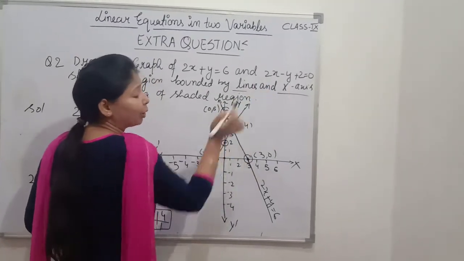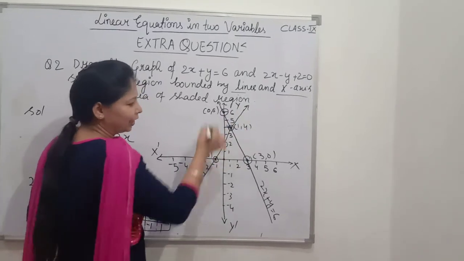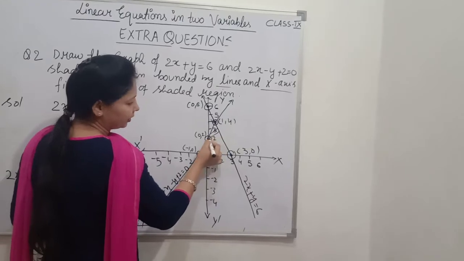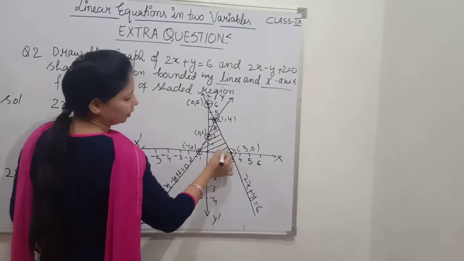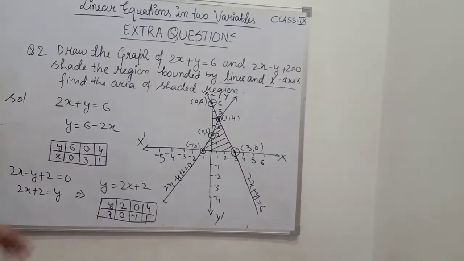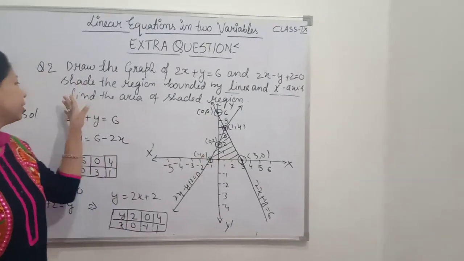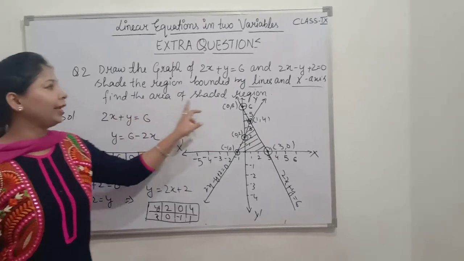Now the region is bounded by two equations. This is first line, this is second line, and the x-axis. This is my x-axis. That is, this is my triangle. And here I am shading it. So shading is done. So this is the bounded region, shaded bounded region. Now the last part is find the area of this region.